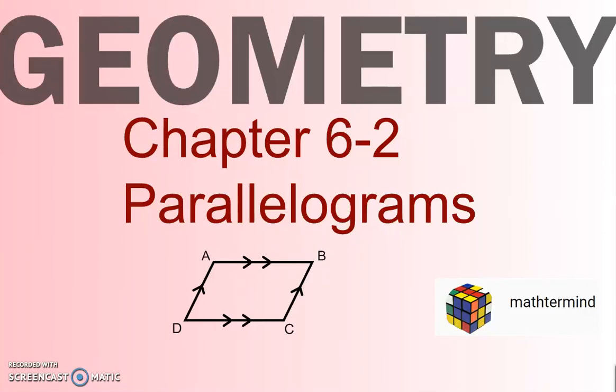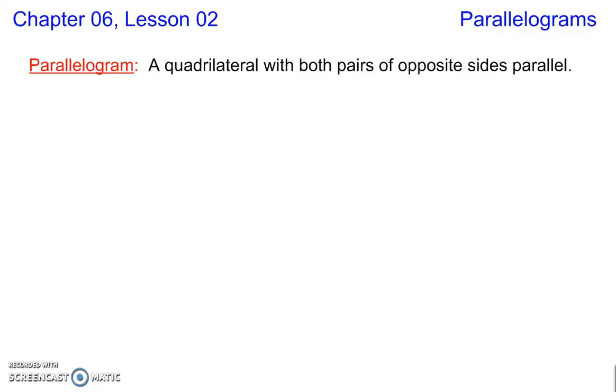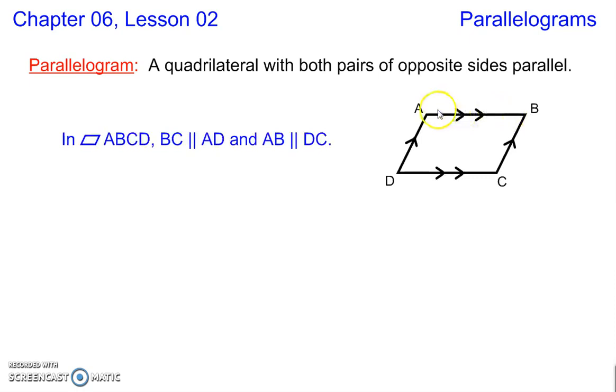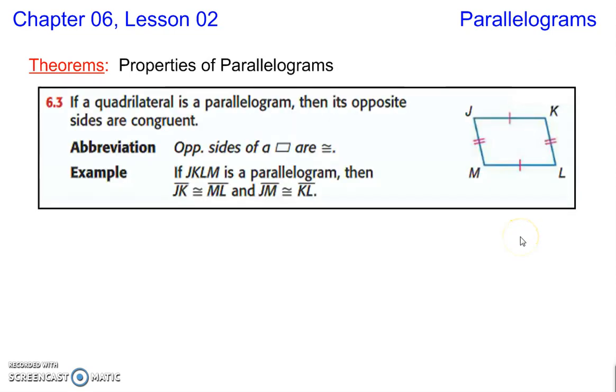Right, Geometry, Chapter 6-2, Parallelograms. A quadrilateral with both pairs of opposite sides parallel is a parallelogram. So here, AB is parallel to DC, and AD is parallel to BC. There are going to be a few properties that we're looking at. All of these are going to make sense to you.